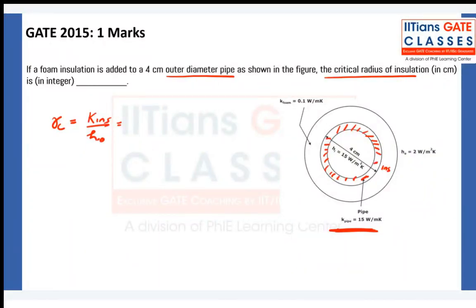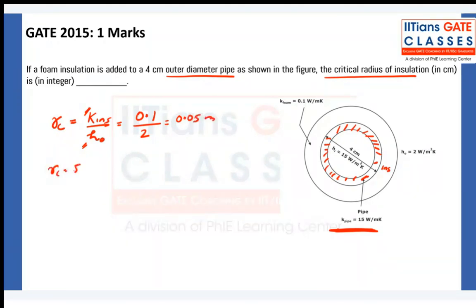Okay, fine, don't do that in the exam. K of insulation, what is the insulation? Foam is the insulation, 0.1. Always take K insulation here and H outside, because you always increase the radius outside whenever you try to increase the thickness. So H naught outside, you will take, which is 2. So this is 0.05 meter, and it is 5 centimeter.